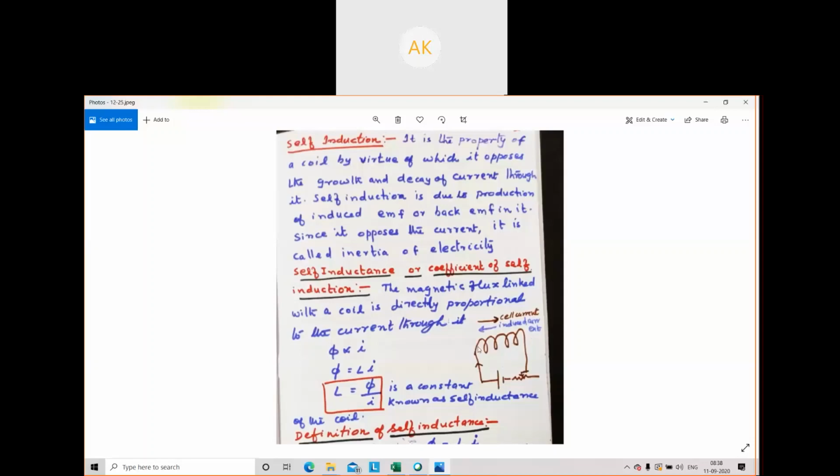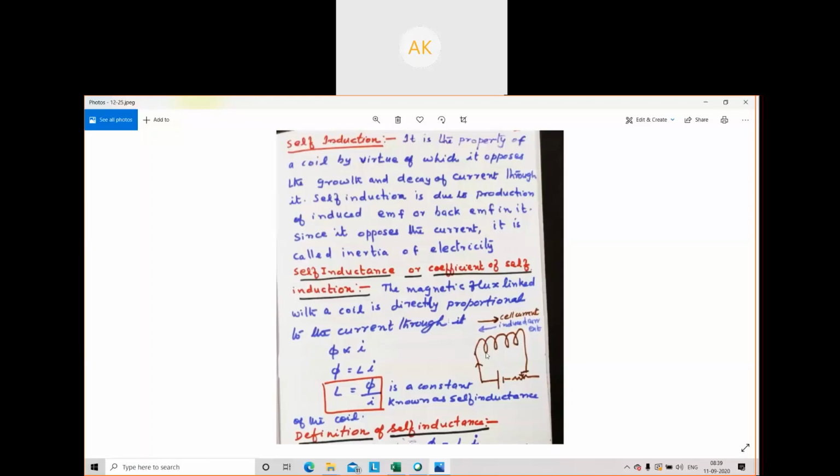And here, when current is varying, current is sent. For example, when we just switch on the current, this is a battery, and here you can see a rheostat to vary the current. In the case of a copper wire, just when we switch on, the current passes without any delay, from the positive terminal to the negative terminal, very fast. But if it is a coil, that process is delayed. If it's a wire, no resistance.